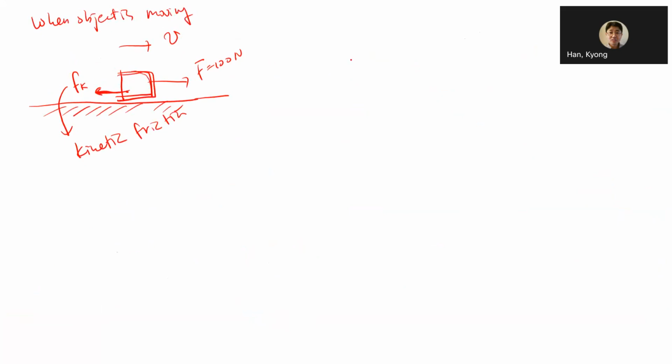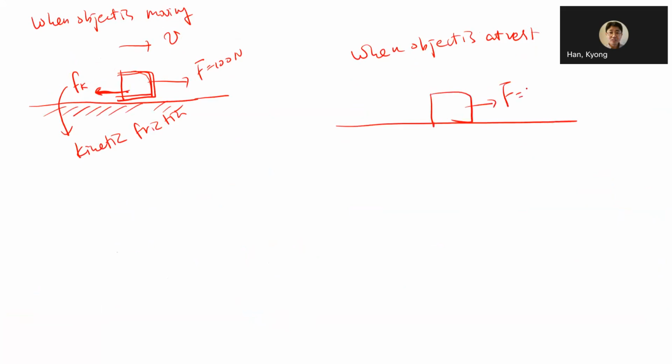When an object is at rest, maybe sometimes I apply some force here, F equal to 10 Newton. I applied that, but this object is not moving at all. V equal to 0. This V equal to 0 just means at rest.